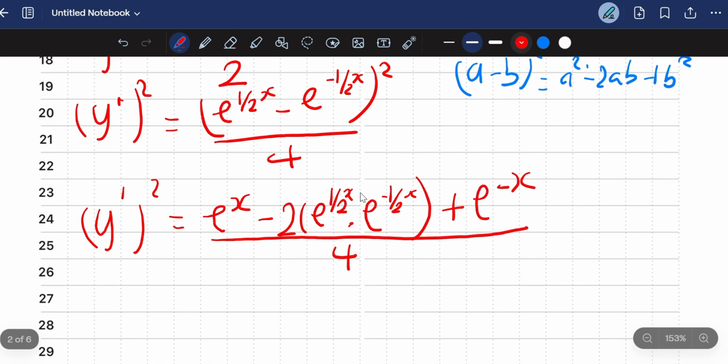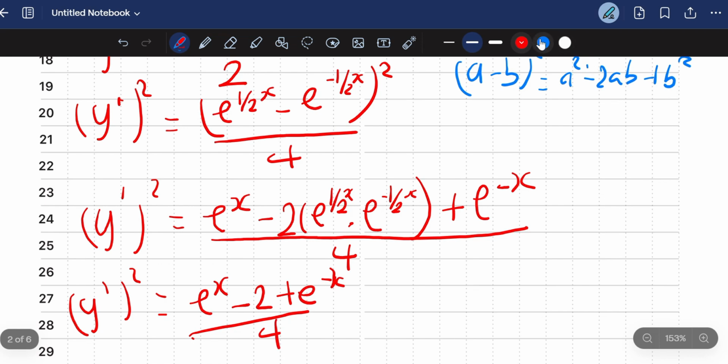Now, you notice that if we solve this part of the question over here, that's going to give me e to the power of 0, which is equal to 1. So at the end, I'm going to have just 1 times 2, right? Since that's what I'm going to have, I'm going to just say y prime all squared is simply e to the power of x minus 2 plus e to the power of negative x all out of 4. Now I'm going to impute this into our formula.